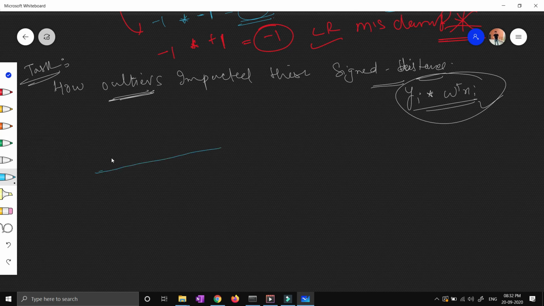So let's assume this is my plane, and you can see these are my 3 positive points, and these are my 3 negative points. And I have a negative point over here which is an outlier. It's an outlier because it is in the section of positive points, but actually it's a negative point. For all these points my yi value will be -1, and for all these points my yi will be +1.